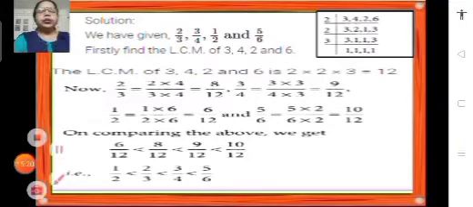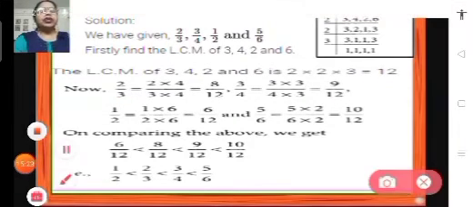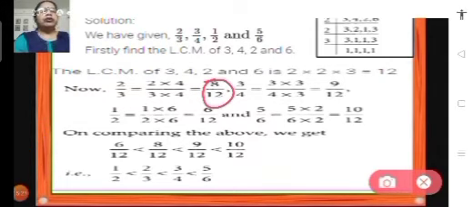So, the equivalent fraction for 2 upon 3 we get 8 upon 12, and for 3 upon 4 we get 9 upon 12, and the equivalent fraction for 1 upon 2 with the denominator 12 we get 6 upon 12, and for 5 upon 6 we get 10 upon 12. Now we have all the fractions with the same denominators and we can compare them.